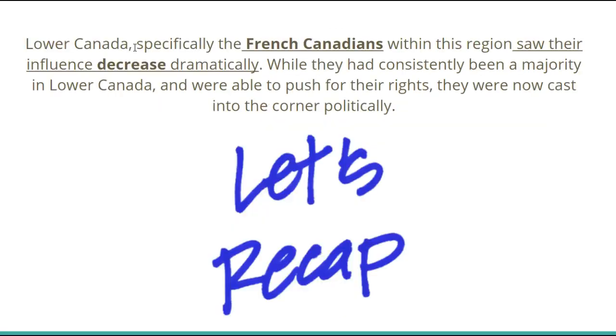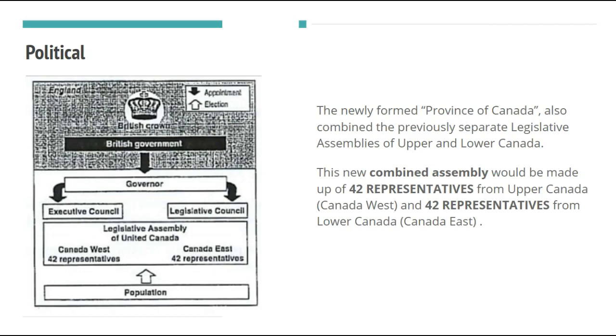So if we're going to recap the Act of Union, right? Lower Canada, specifically French Canadians within this region, saw their influence decrease dramatically. So while they had consistently been a majority in Lower Canada and were able to push for their rights, they were now cast into a corner politically. The last thing I want to talk about is just that fact, that sentence that I just said, right? So when you think about what the Legislative Assembly looked like in Lower Canada.